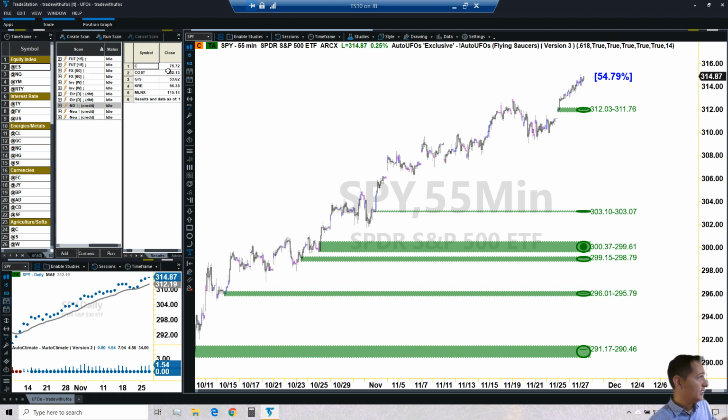We have Costco actually here in the non-directional scanner, so certainly we're going to take a look at that.